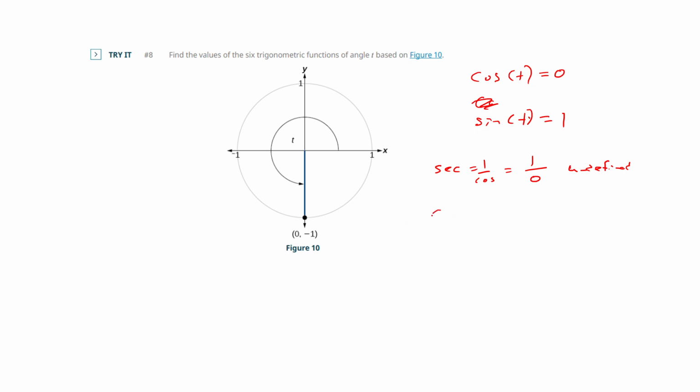If I do cosecant, however, that's going to be okay. I have 1 over 1. So 1 over sine, that's going to be 1. That's all right. And then do you see we're going to have an issue again with tangent. Tangent is sine over cosine, so 1 over 0 is undefined as well. And then lastly, cotangent is cosine over sine, so that's 0 over 1. That's okay. You can do that. That just makes 0. So we've done all this before, but here are some interesting cases that are worth taking a look at.